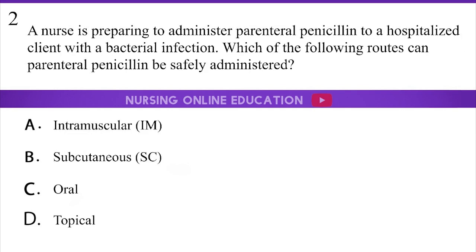2. A nurse is preparing to administer parenteral penicillin to a hospitalized client with a bacterial infection. Which of the following routes can parenteral penicillin be safely administered? A. Intramuscular, IM. B. Subcutaneous, SC. C. Oral. D. Topical. The answer is option A, intramuscular, IM.